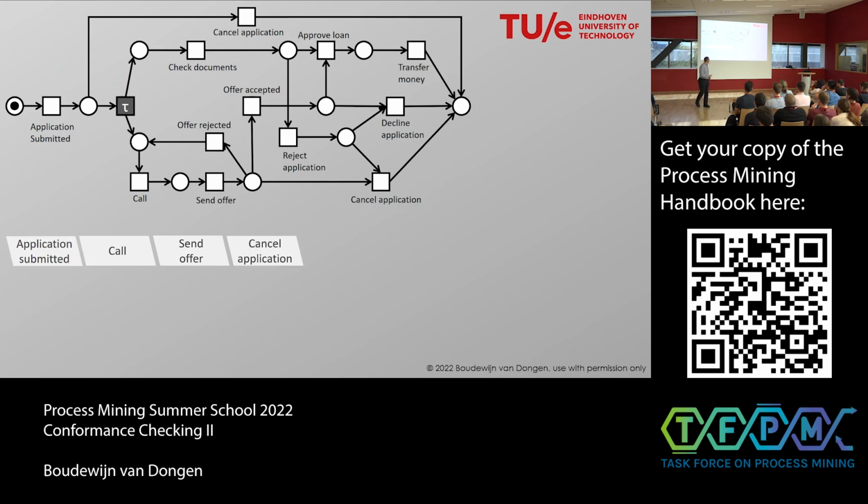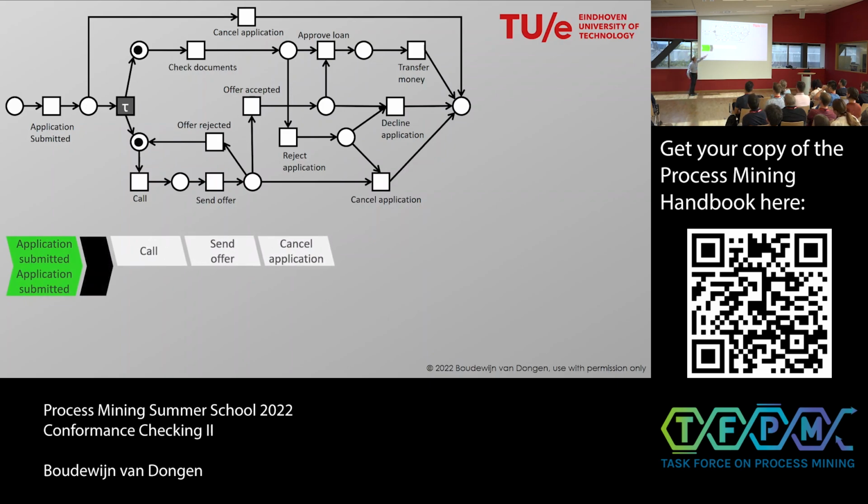So we are looking at alignments, we're looking at comparing logs and models. So where are these deviations? Well, suppose we have our favorite example again, and this event log. Application submitted. We call the customer, so we do a tau step, we call the customer. Then we send the offer, and now the application gets cancelled.